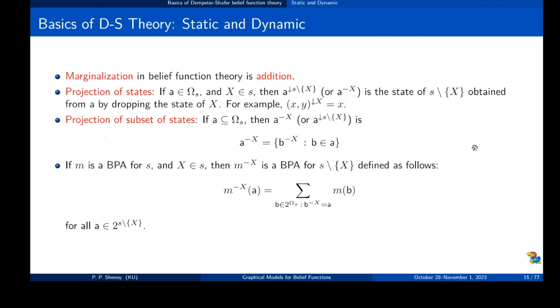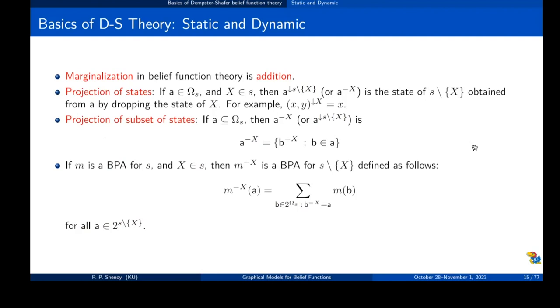And so if M is a BPA for S, and X is a variable in S, then I find the marginal M to the minus X. This will be a BPA for S minus X, where I add them up. This is the addition part. For all M of B that I get that will result in A when I drop X from B. Okay, so all the B's where B minus X is A.